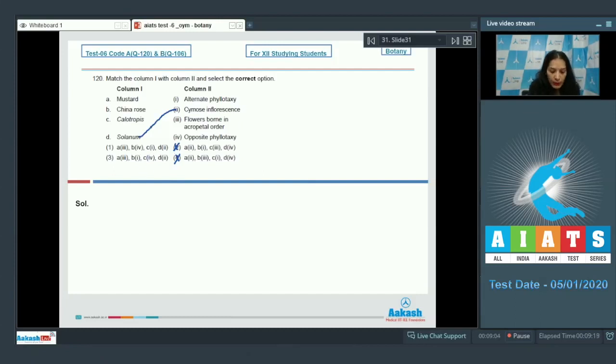Now, what about the calotropis? Calotropis shows the opposite phyllotaxy. I remember this also. So C matches with 4th. C matches with 4th in only 3rd option. Option number 1 is also ruled out, and now you have got the answer that China rose, it has alternate phyllotaxy, and the mustard has flowers borne in the acropetal order because mustard shows the racemose inflorescence. So A matches with 3rd and B matches with 1st. So the correct option for the given question is option number 3. Let's move to the next question.